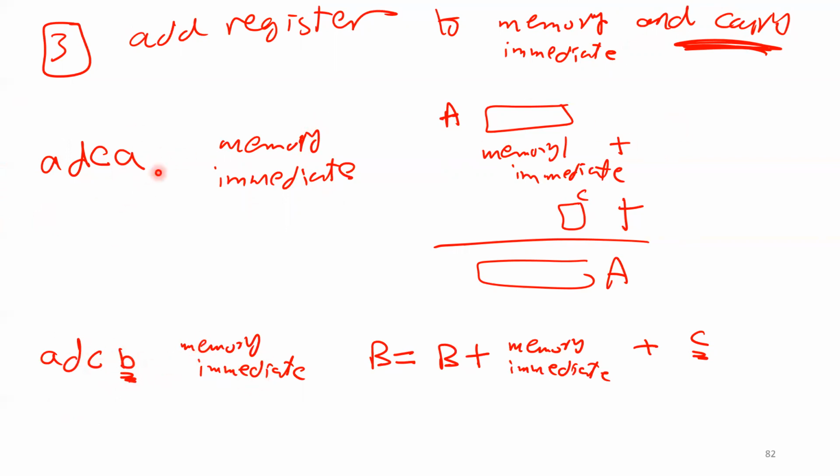So as you see here, what this instruction is going to do, this instruction is adding register A, byte, plus a memory location or immediate value, which is a byte, plus a carry flag. Okay, so if the carry flag is 0, I'm going to add 0. If the carry flag is 1, I'm going to add 1.